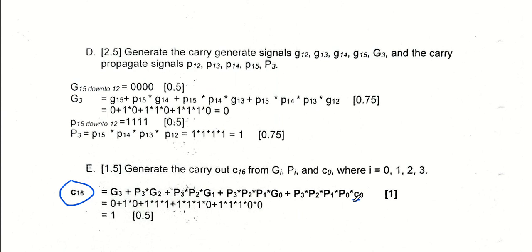And once you know those, you can find C16. Maybe next time we'll tell you to find C12 instead of C15. Remember, C12 will contain which generate terms? It will contain gene 0, gene 1, and gene 2. The highest gene will be gene 2.